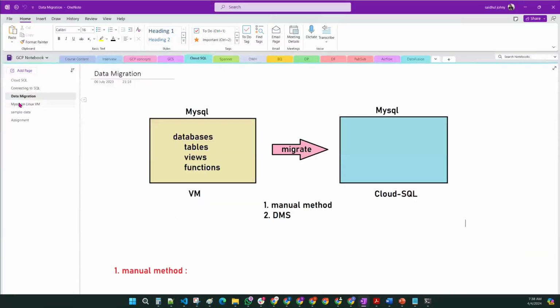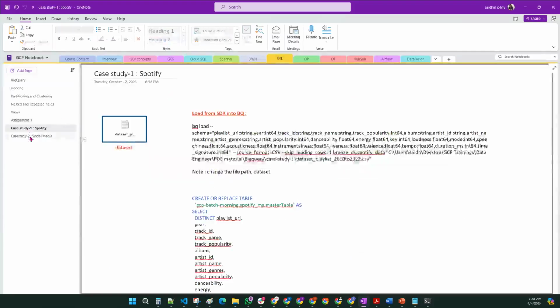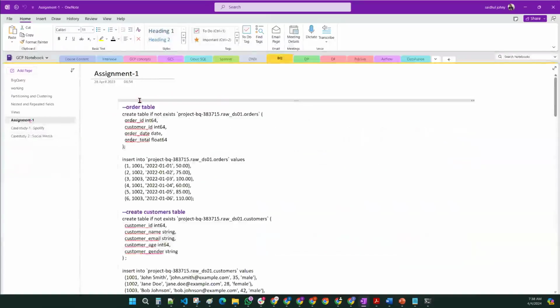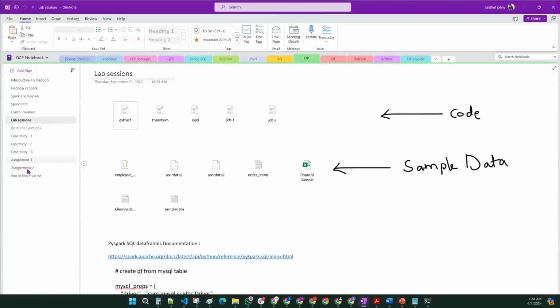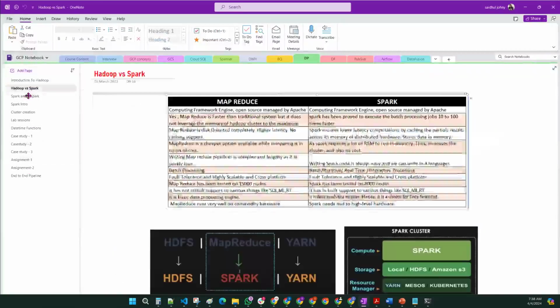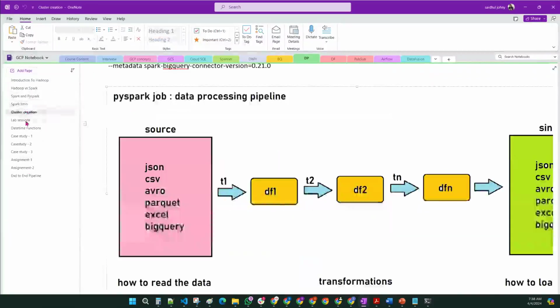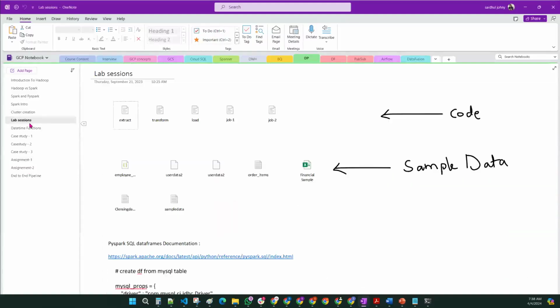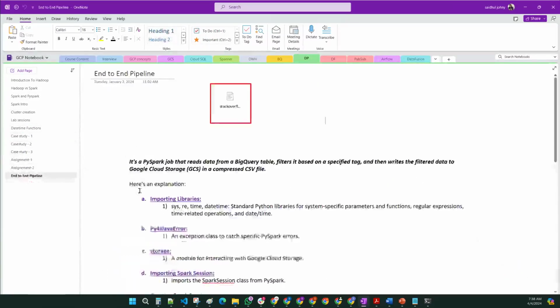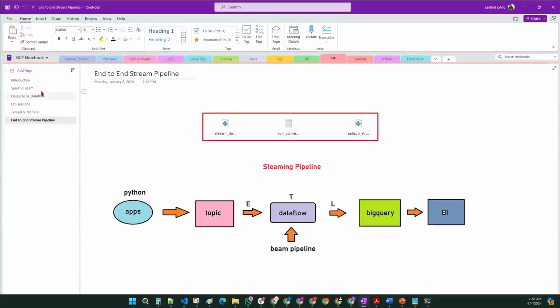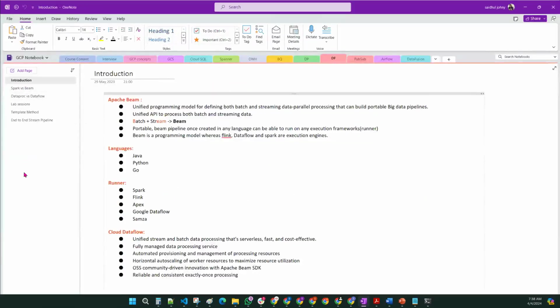With a migration project also, we have a data migration project. In BigQuery, we have case studies, case study 1, case study 2, assignments, and Dataproc. You see here, plenty of things: introduction to Hadoop, Spark, PySpark, Spark introduction, cluster creations, single node, multi-node, lab sessions, and case study 1, 2, 3, 4, assignment 1, end-to-end stream, batch pipeline, Dataflow. All of these things are for the advanced, because we cannot cover everything in the 10 days, you guys have to remember that, please.